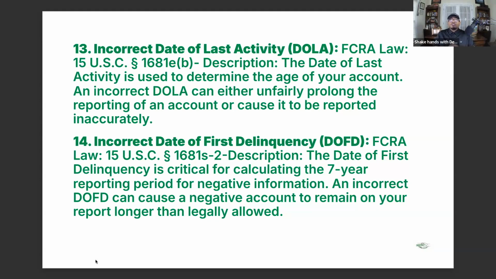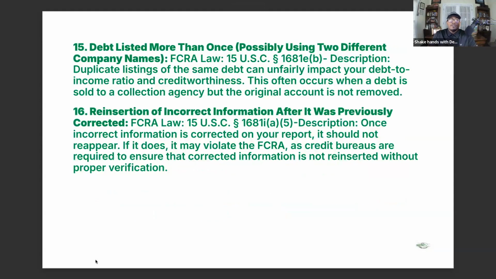Incorrect date of first delinquency. So the date of first delinquency is critical for calculating the 7-year reporting period, which I just explained, okay? Debt listed more than once, possibly using two different company names. I'll explain what double jeopardy is in just a second. So again, duplicate listings of the same debt can unfairly impact your debt to income and creditworthiness.